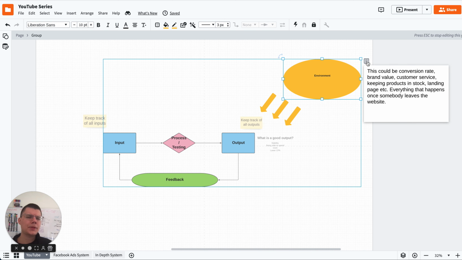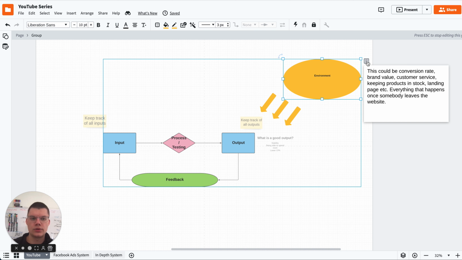This may be, for example, the conversion rate, customer service, brand value, how people portray you as a brand, having products in stock, a good user interface. All that kind of stuff happens outside of Facebook, but still plays a role in the Facebook ad system.